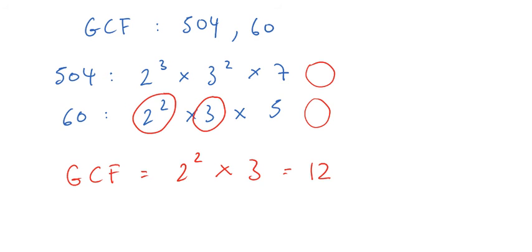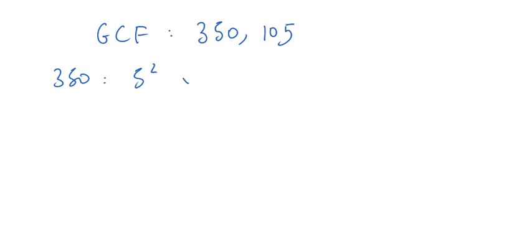Alright, so let's try one more example. Okay, so let's choose the greatest common factor between 350 and 105. We like big numbers. So, the prime factorization of 350 is 5 squared times 7 times 2. And the prime factorization of 105 is 5 times 7 times 3.